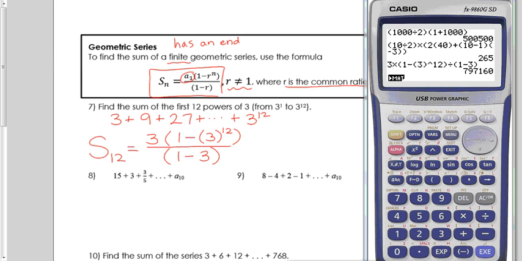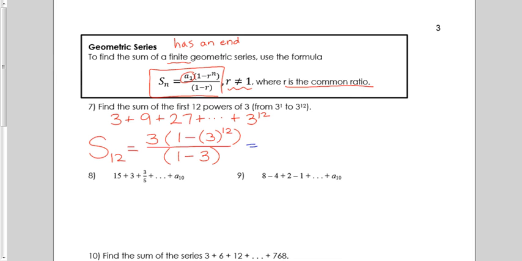I can type this into my calculator exactly where the parentheses are written right now, and I can see that my sum is 797,160. The biggest mistake that you guys make with these is typing them into your calculator wrong, so just be careful with the parentheses. So that's an example where I just gave you some information.